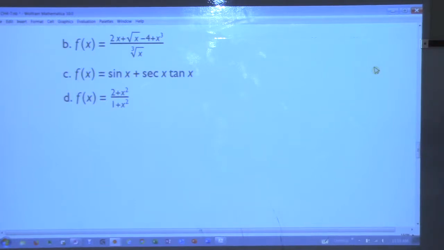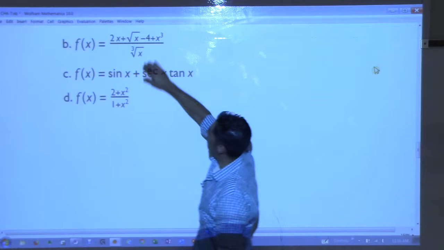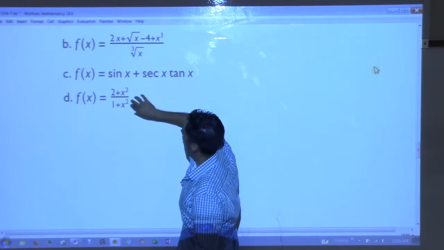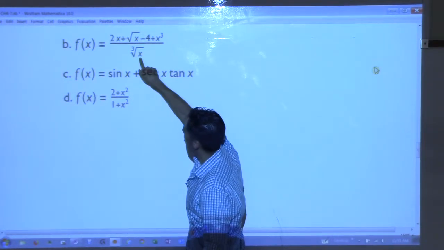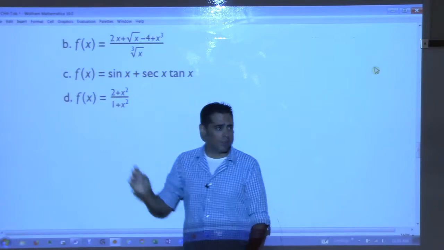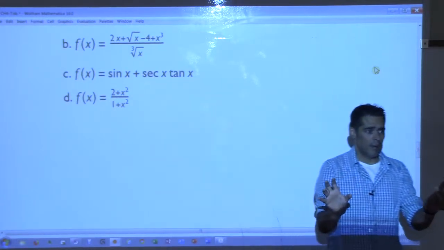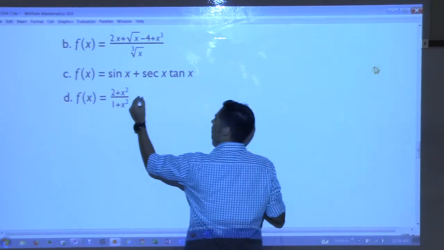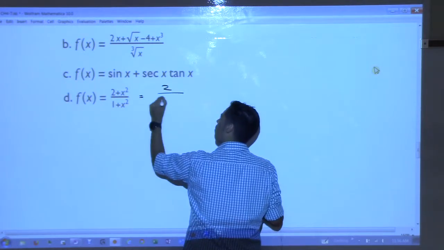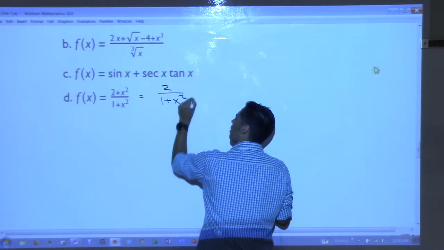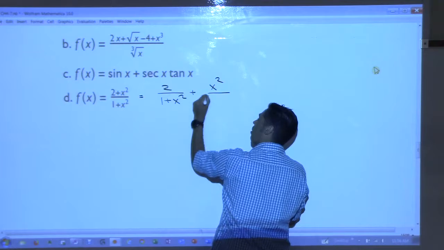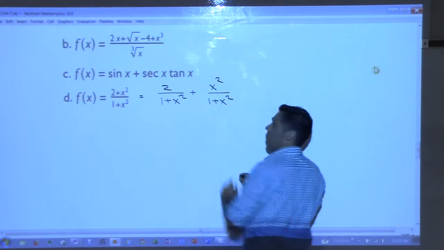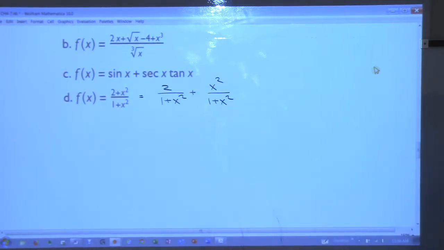So how is this problem different than this one? A single term here, and here we have two terms, right? So we can split it still, but it would turn out being 2 over 1 plus x squared plus x squared over 1 plus x squared, right? That's the best we could do to split it. You all agree?